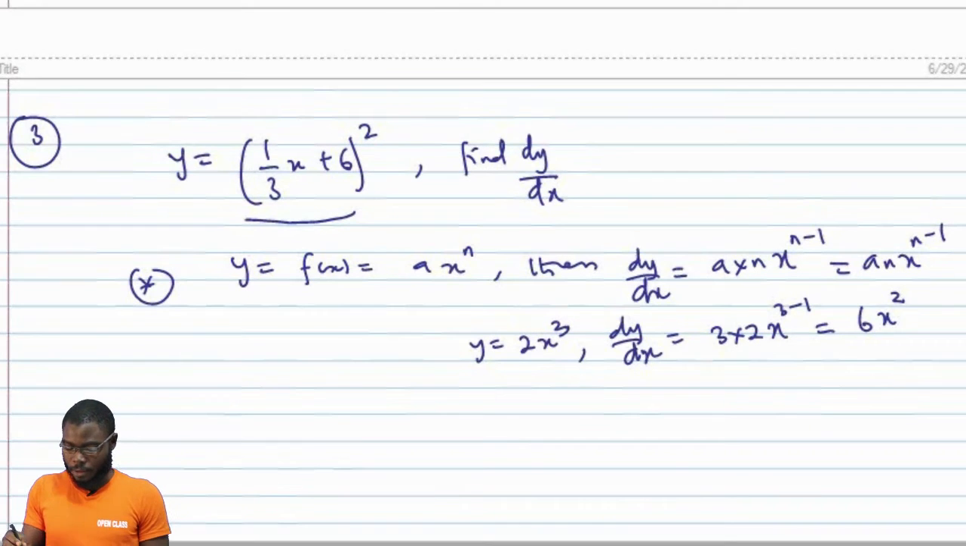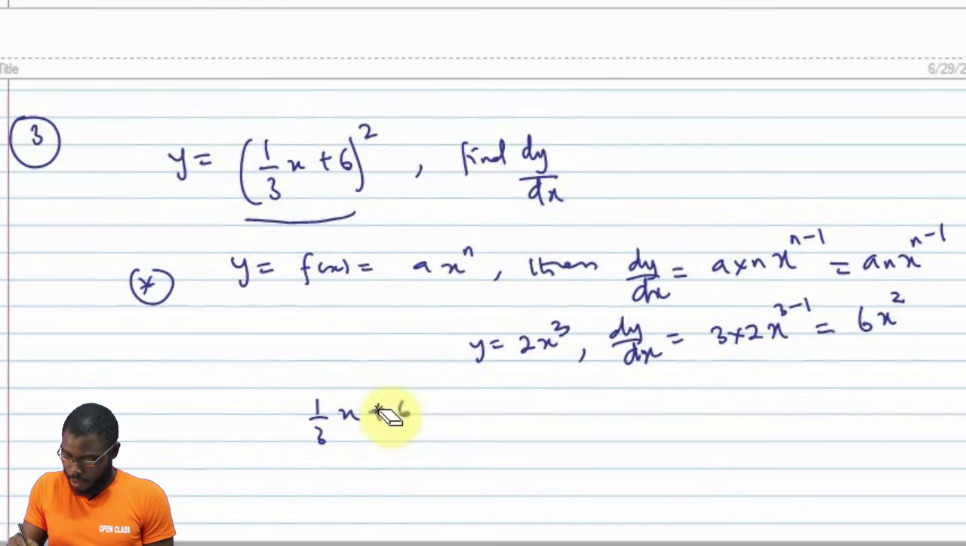So what I mean is this: this can be on its own, like 1 over 3x plus 6 can be on its own. So you differentiate this. When you differentiate this, the answer that you have, you keep it aside. Then when you differentiate the whole thing, the answer that you have, you keep it aside, then you multiply them together. All right, that is that.